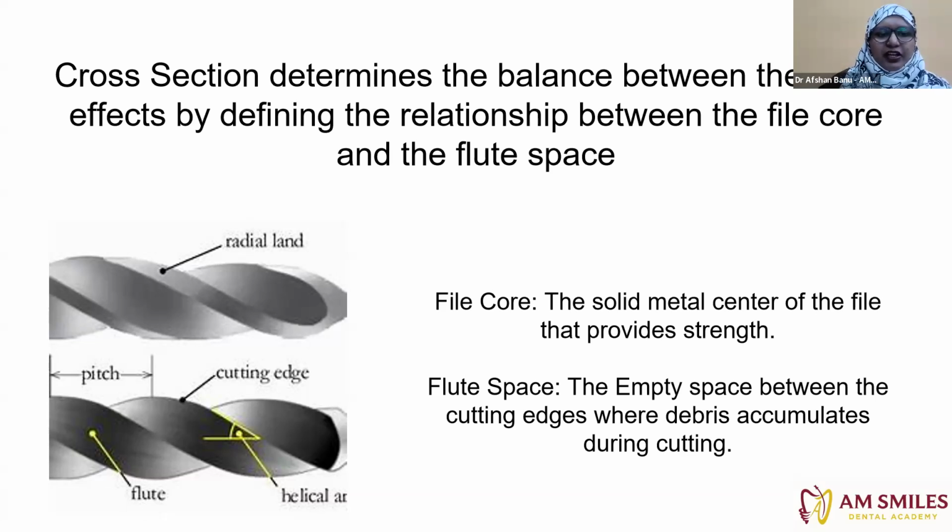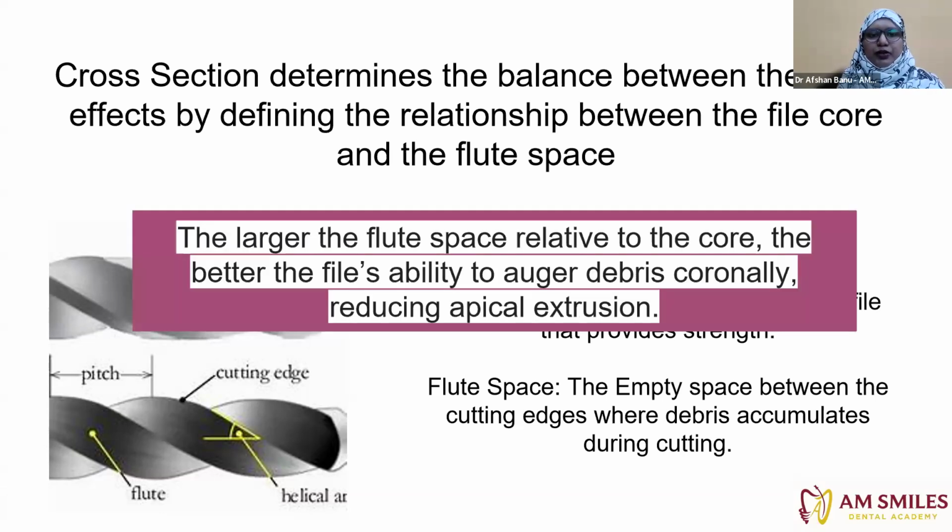But at the same time, when there is more space in between the flutes, there are chances of reducing the strength of the file, and there might be chances of fracture of the file. So there should be a balance between this flute space and the file core, so that there is strength as well as coronal movement of the debris. So the larger the flute space relative to the core, the better the file's ability to auger debris coronally, reducing the apical extrusion. This is what I was telling.